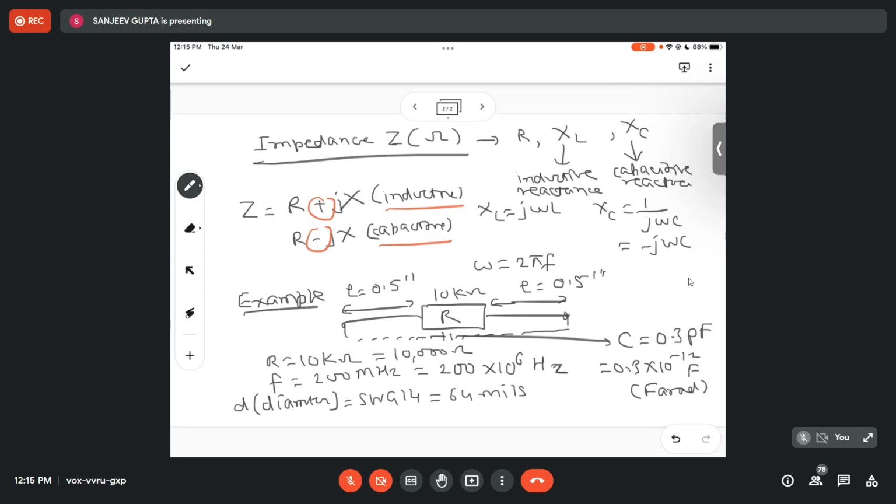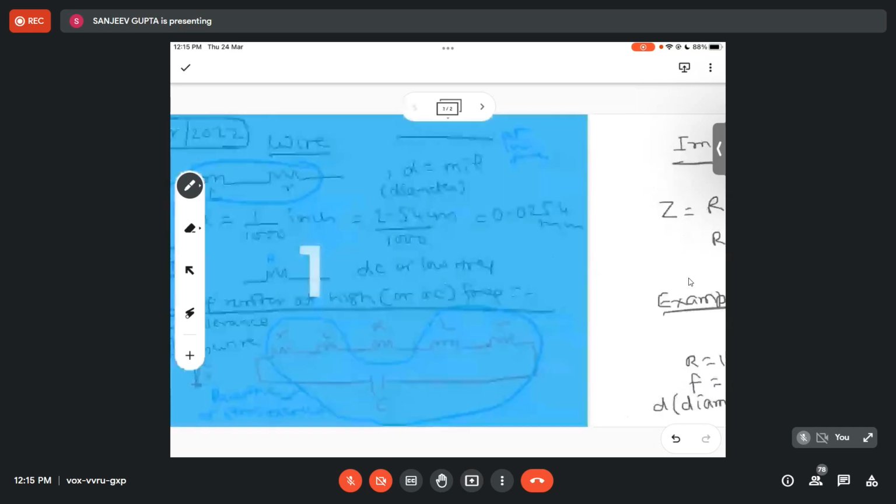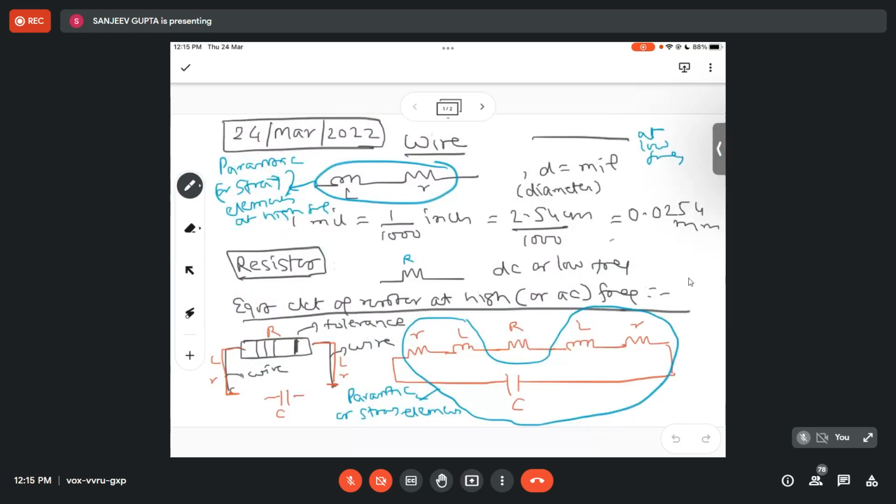It turns out to be 64 into 0.254 centimeter. Okay, so that turns out to be my 0.1628 centimeter. So I convert this diameter into centimeter again, because as I told you, this is what we are given: here 0.254 centimeter, or 0.0254 millimeter. So that is 1 mil.